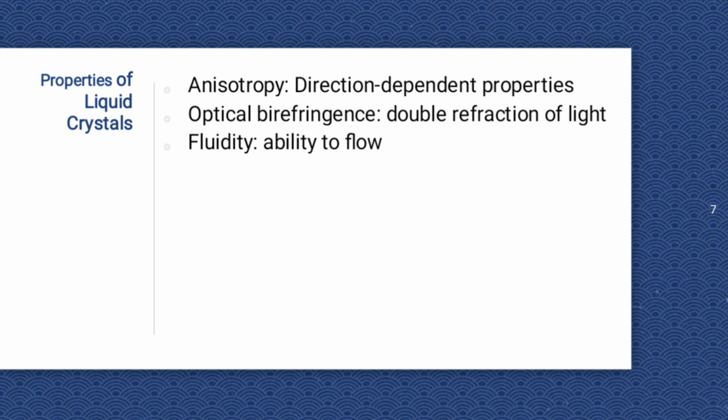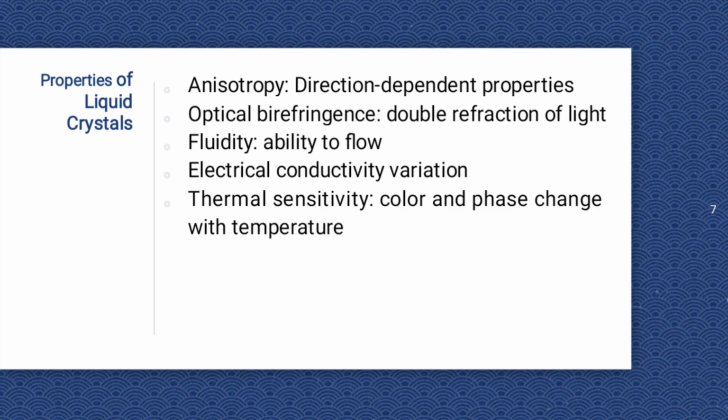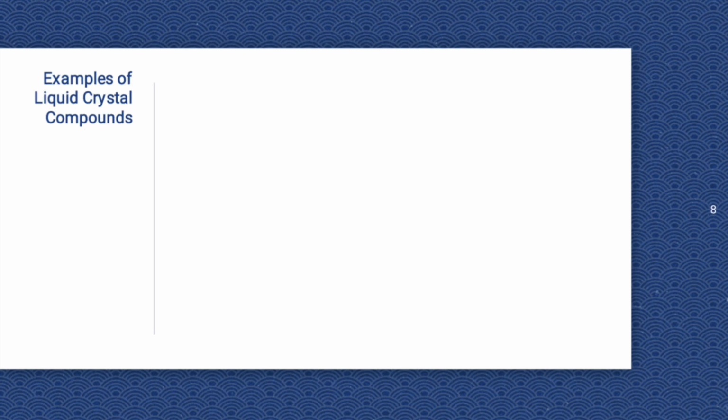Then the next is fluidity, that is they still have fluidity unlike solids. They are able to flow. Then the next is electrical conductivity variation is observed, and they are thermally sensitive, that is color and phases change with temperature. Okay, in one line I can say that the property intensity is directly proportional to molecular order. Then moving further, examples of liquid crystal compounds.